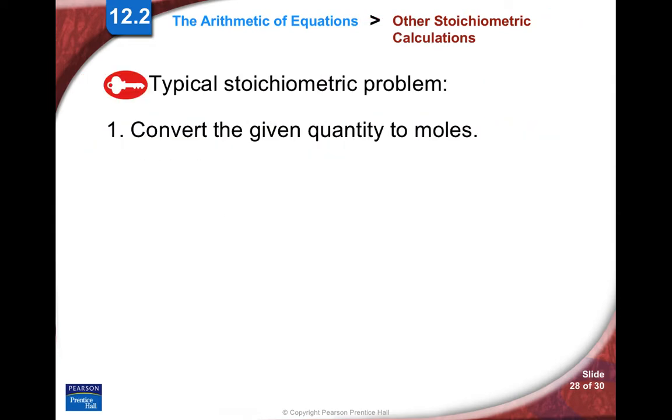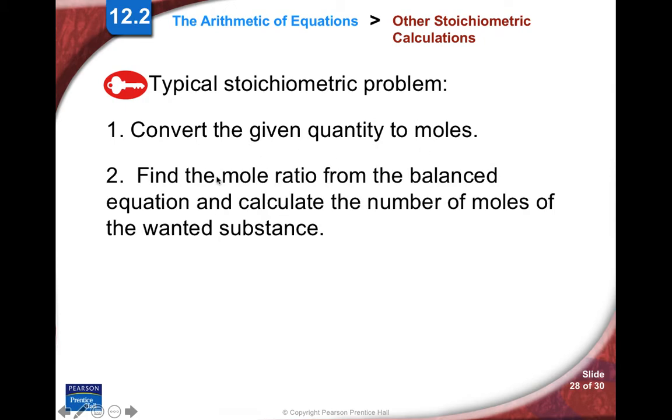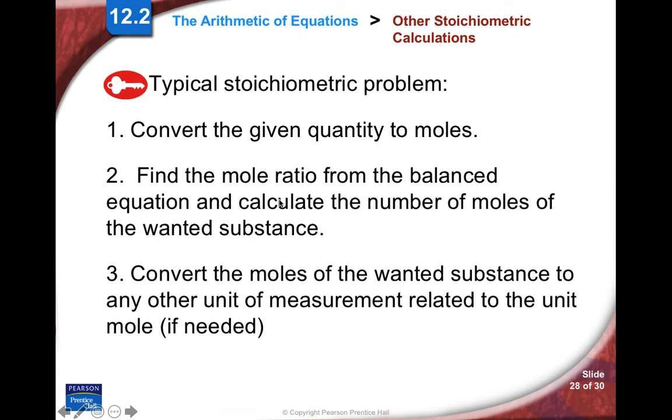Okay, again, most of the time in a stoichiometry problem, you have to convert whatever you're given from something into moles. You're going to find the mole ratio from the balanced equation, and then usually you're going to have to do one more step, changing the moles of the wanted substance into something else, whether that's grams, liters, or particles, it doesn't matter.